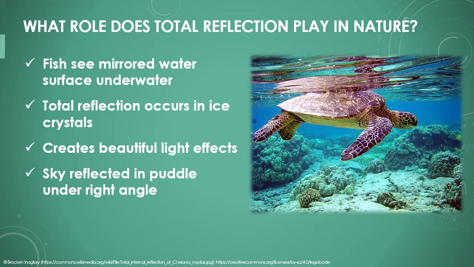In nature, there are many examples of total reflection. Fish underwater often see a mirrored water surface because the light does not exit. Total reflection can also occur in ice crystals, creating beautiful light effects. Sometimes you can see the sky reflected on a puddle of water when the viewing angle is just right.